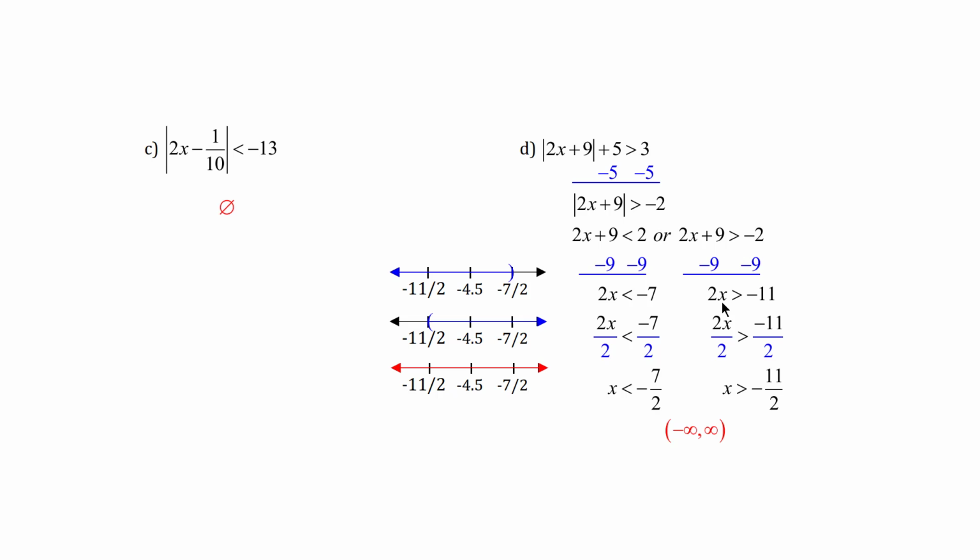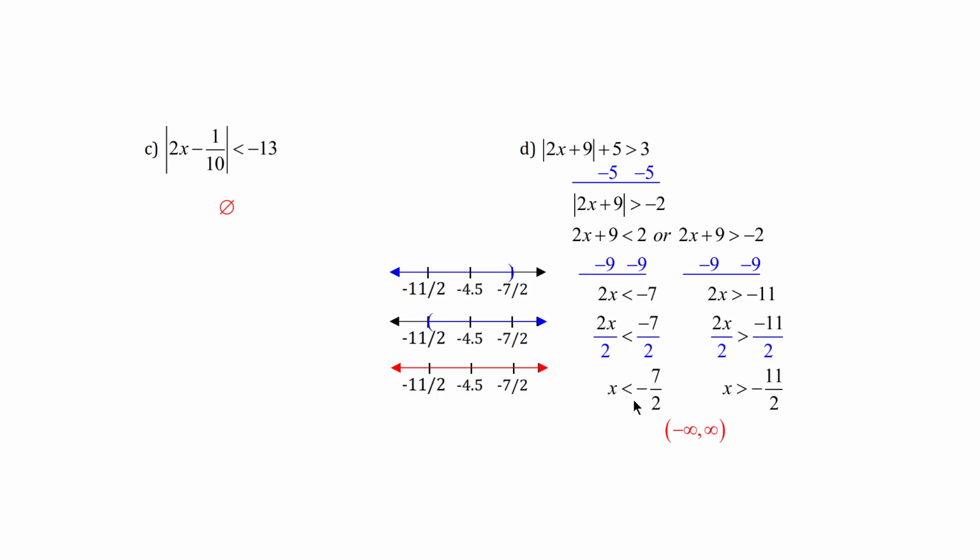From here, we get rid of the 2 in front of the x, so we divide both sides by 2. We get 2x divided by 2 greater than negative 11 over 2. Next, we simplify the left-hand side. 2x divided by 2 simplifies to x, and on the right-hand side, negative 11 over 2 stays as negative 11 over 2. The result is x greater than negative 11 over 2.